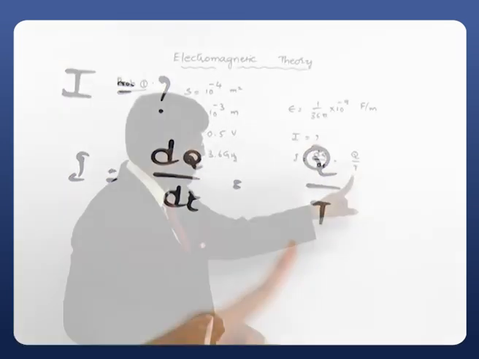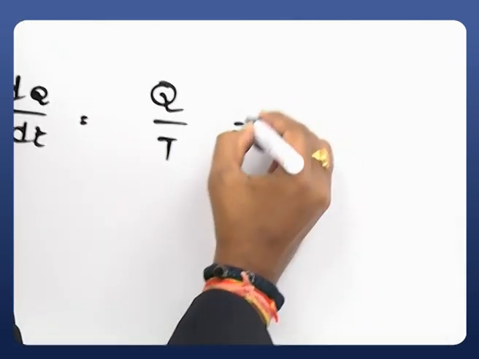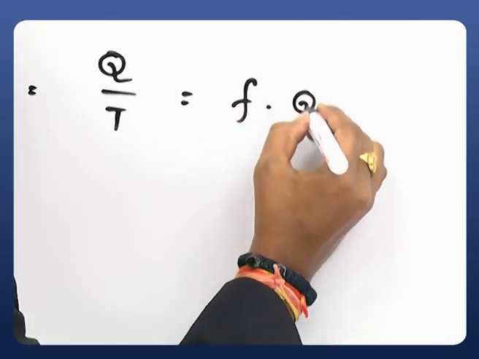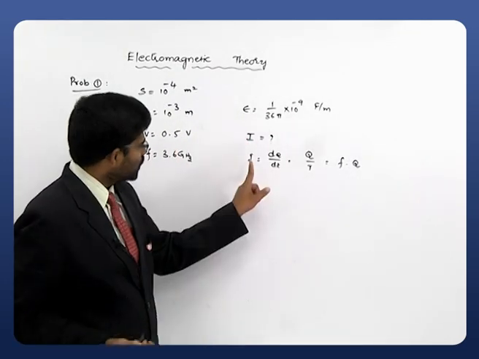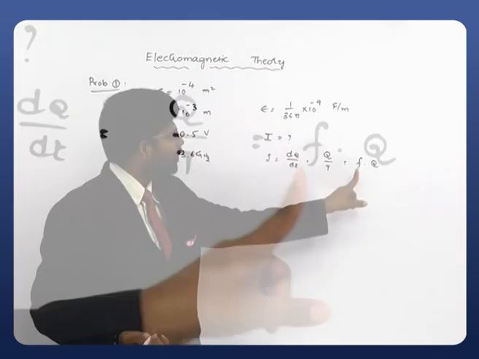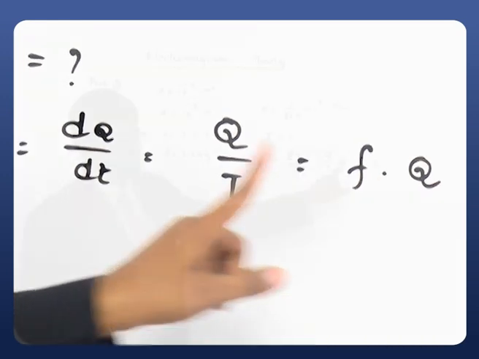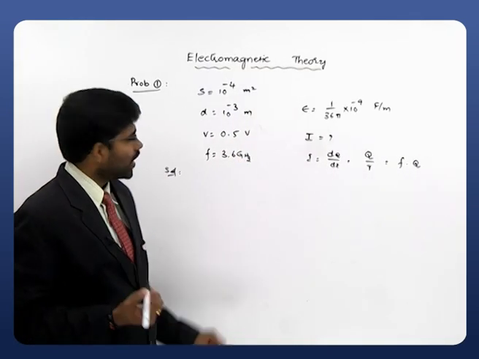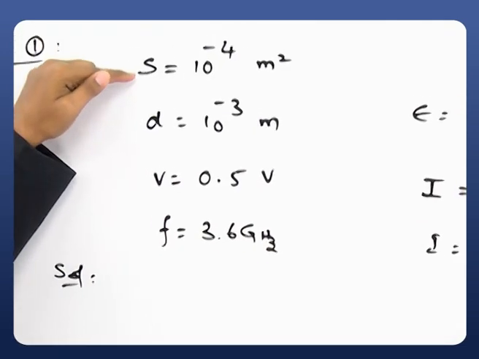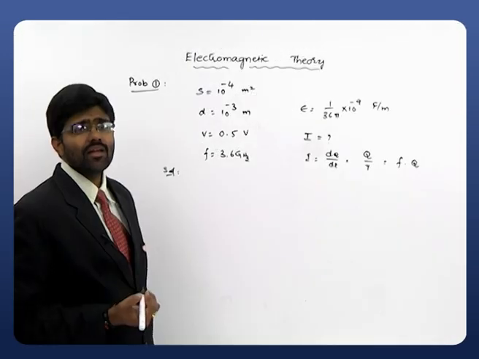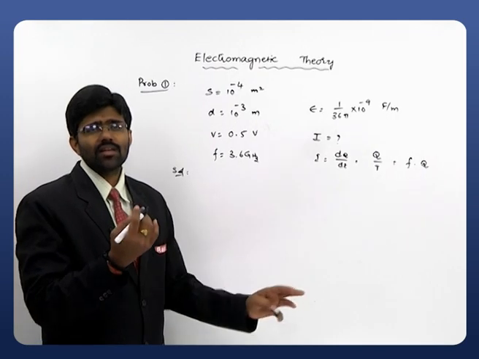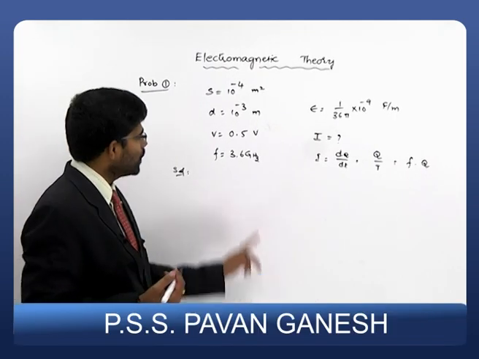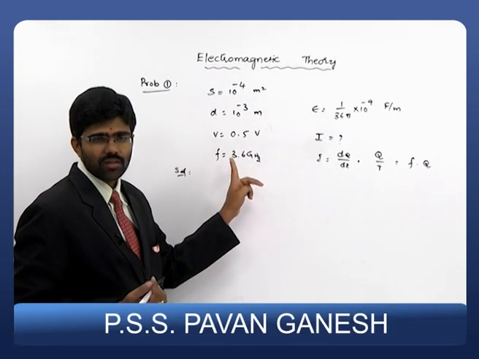So this can be rewritten like this: 1 by time is the frequency, so frequency into charge. The current can be calculated using the frequency and charge, but no charge is given to us. Instead of charge, the potential is given to us, and the distance between the plates and plate area are given. So quickly recollect the equations which can relate the charge with all these parameters.